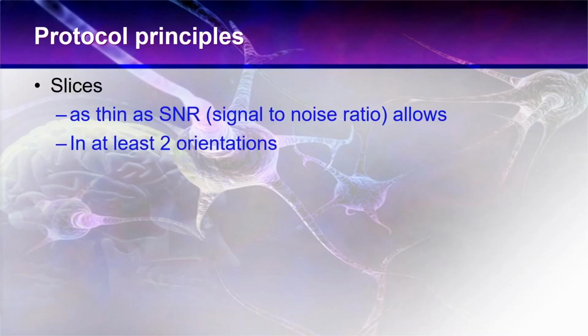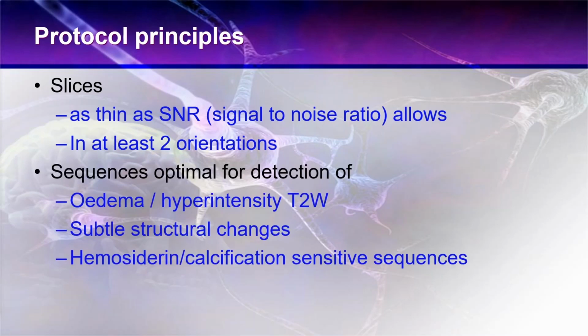Well, first of all, the slices should be as thin as possible, as thin as your signal to noise ratio allows, and it should be in at least 2 orientations, and in fact really should be 3. And the sequences should be optimal for the detection of edema or hyperintensity on T2 weighted images. They should be optimal for the detection of subtle structural changes, not just an MRI scan for a brain tumor. And you should be able to detect hemosiderin or calcification as well, ideally.